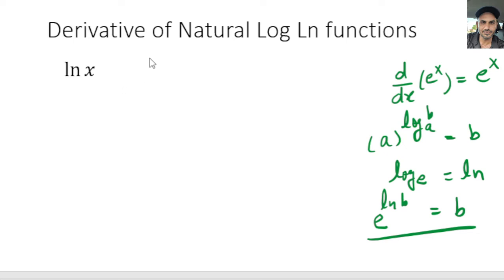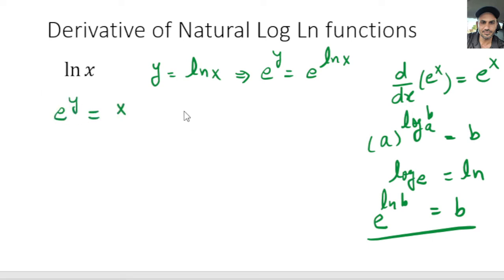So let's go ahead and do that. We have y equals ln of x. Now we're going to exponentiate the y, turning this natural log function into the exponential function. So it becomes e to the y equals e to the ln of x. Now we can apply this property: e to the ln of b is equal to b. So e to the ln of x is just going to be x. So we have e to the y equals x.